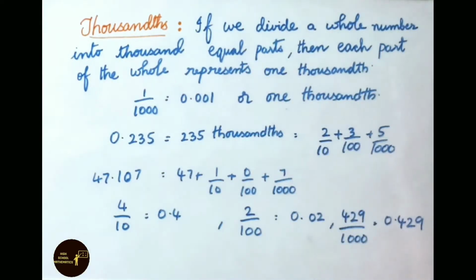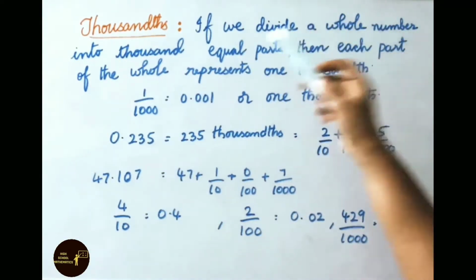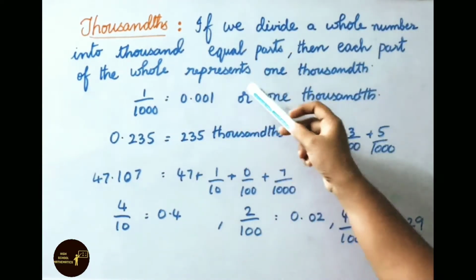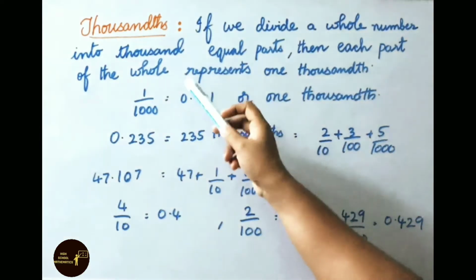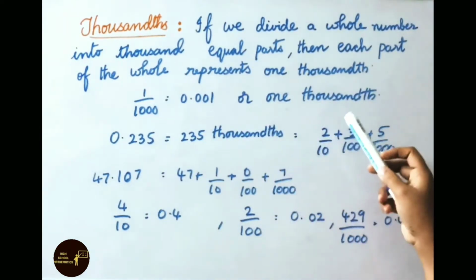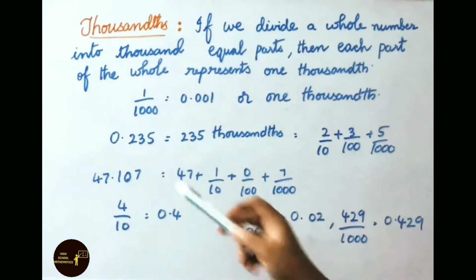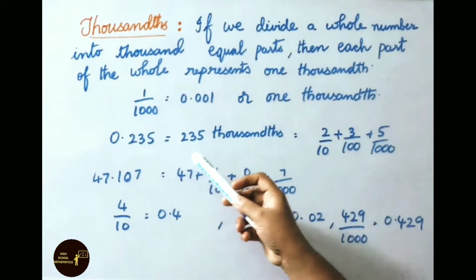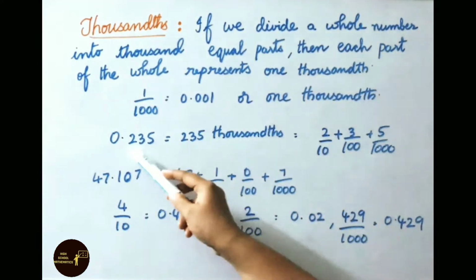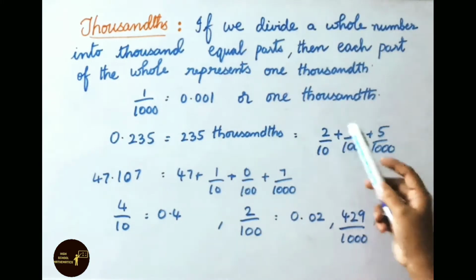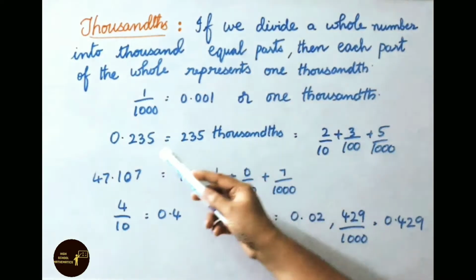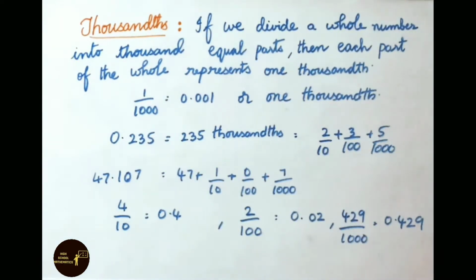See now what are thousandths. If we divide a whole number into 1000 equal parts, then each part of the whole number represents 1000th. So 1 by 1000 equals 0.001, or we can call it 1000th. See the example 0.235. It can be called 235 thousandths, that equals 10th plus 2 is there, so write 2 by 10, plus 100th plus 3 is there, 3 by 100, plus 1000th plus 5 is there, write 5 by 1000.